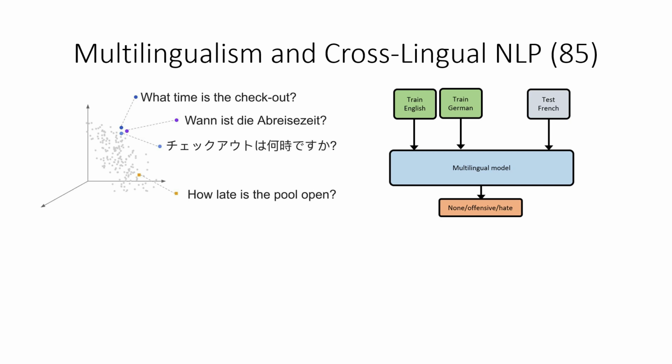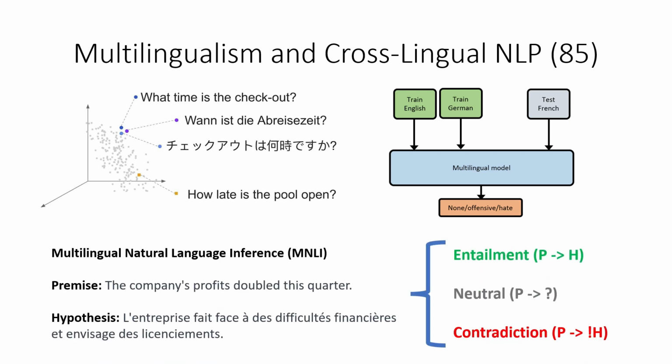Many other tasks can be adapted to involve multiple languages. For example, multilingual NLI is when the premise and hypotheses are in different languages, and as before, the model is trying to classify them as entailment, neutral, or contradiction. Notice that machine translation is usually not included in this category, and we will consider it as its own track.